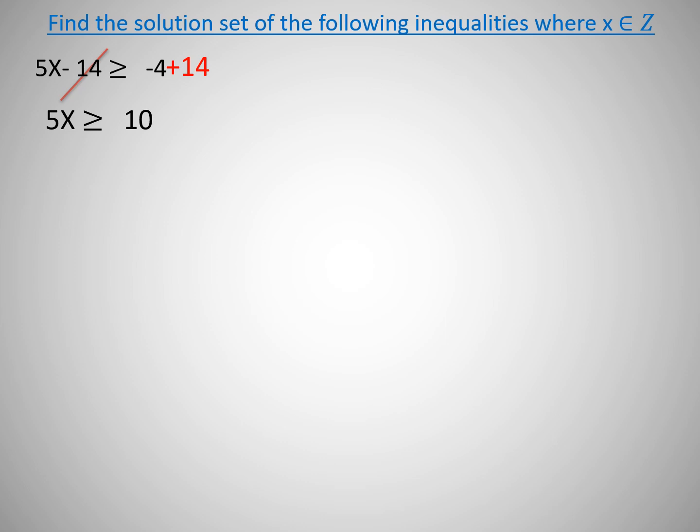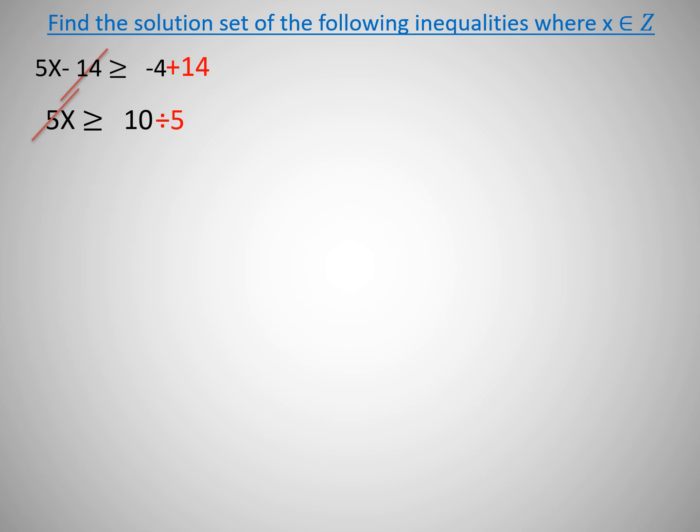We have different signs, so we will subtract and we will take the sign of the greatest integer. So -4 plus 14 equals 10. 5x greater than or equal to 10. We will remove 5 and translate it to the other side by dividing by 5, because the original operation is times. 5x is 5 times x. We will move it to the other side by dividing by 5 like this.